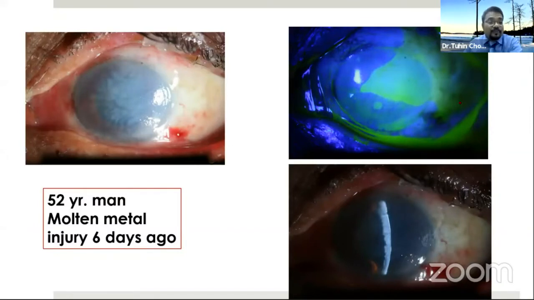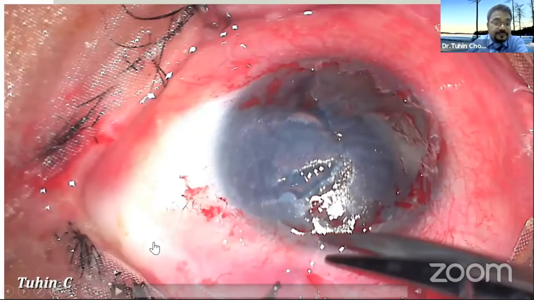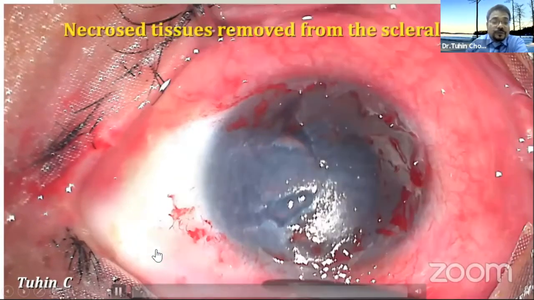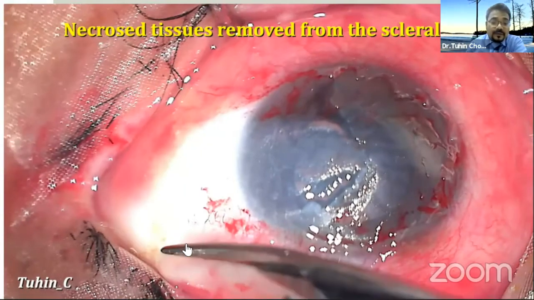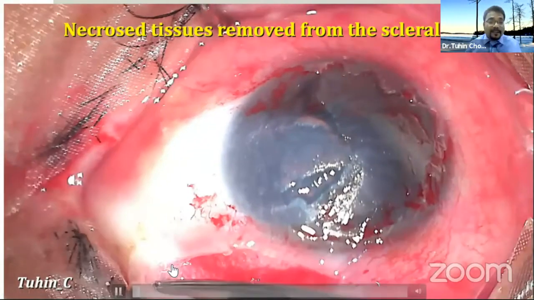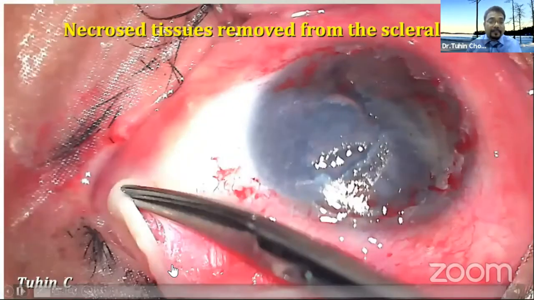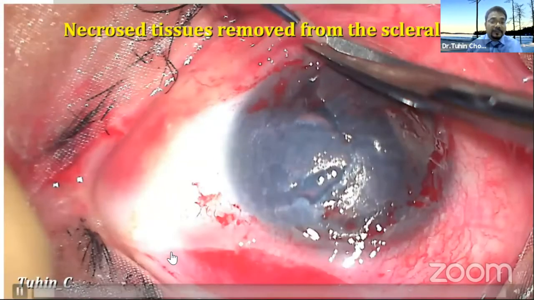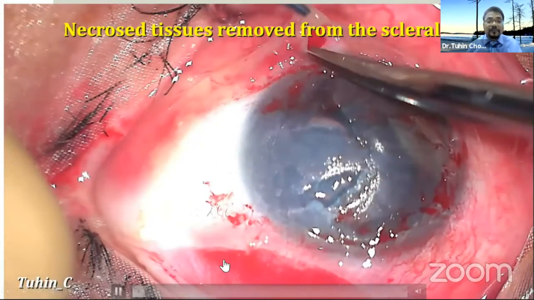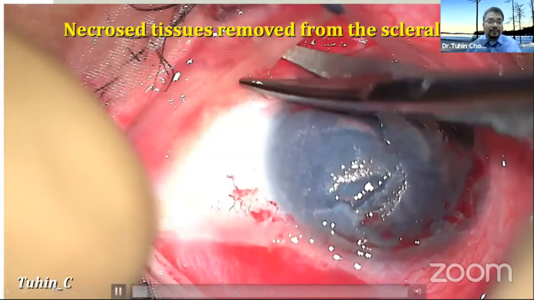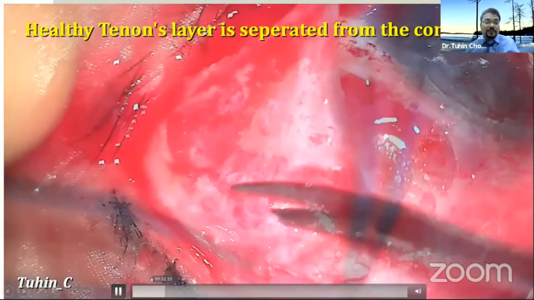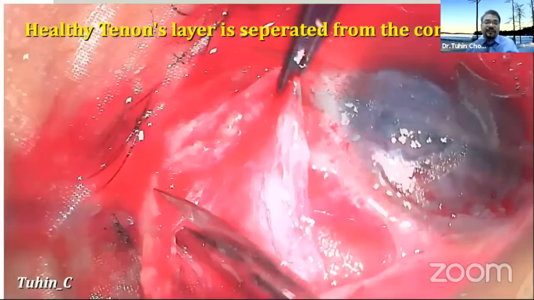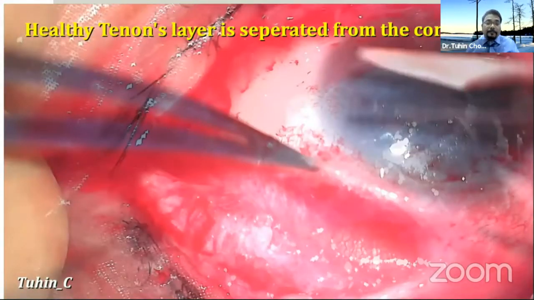So this is a 52-year-old man who had a molten metal injury 6 days ago, and then the surgery was done. All necrosed tissues are removed from the scleral bed. Then this healthy Tenon's layer is separated from the overlying conjunctiva.